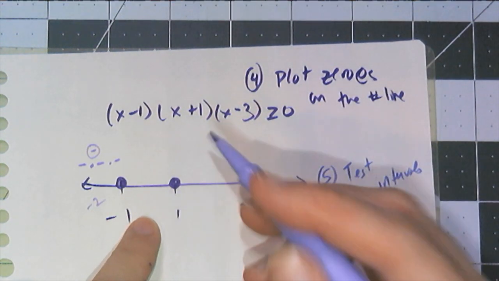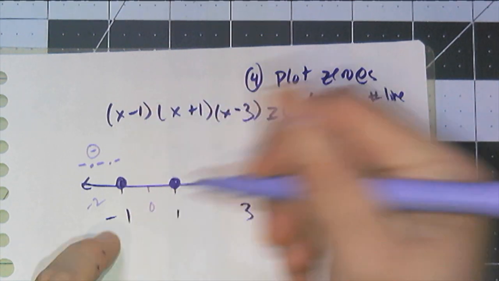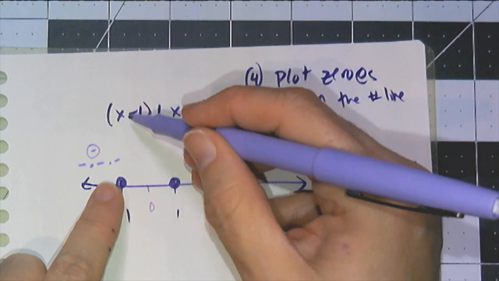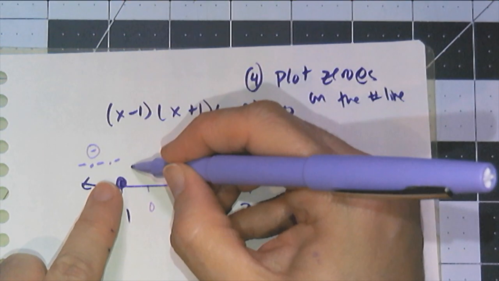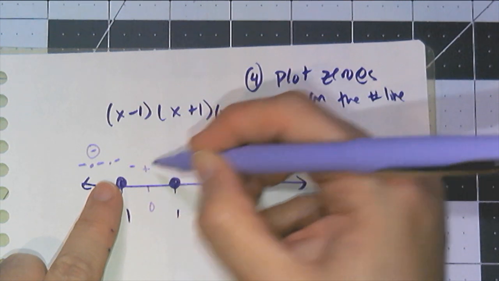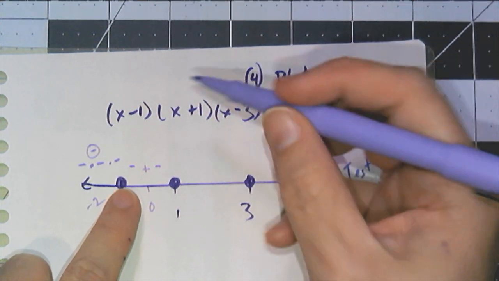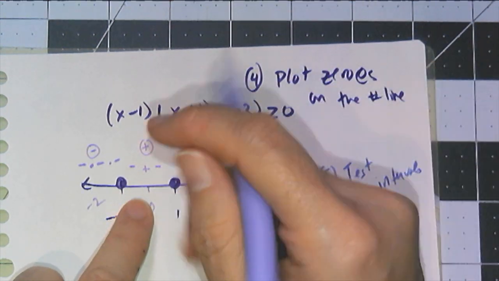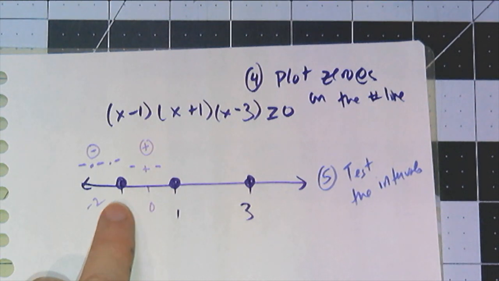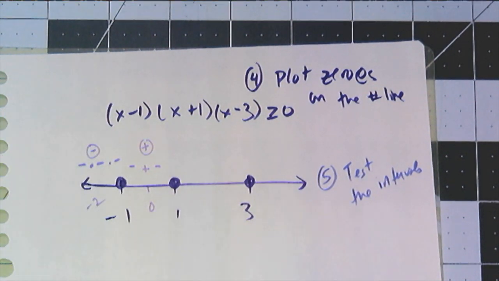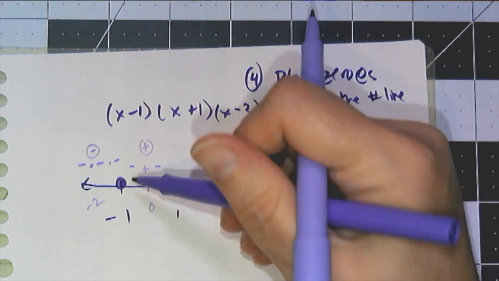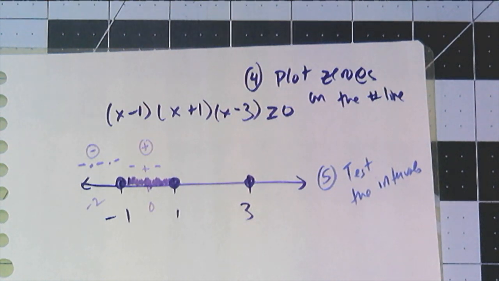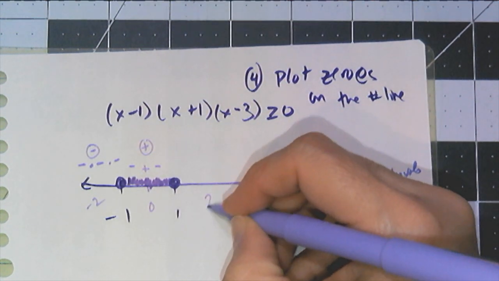And so then I have to test this interval here. And the easiest thing to test is 0, because it's a 0. And so if I plug in 0 into each of these 3 factors, 0 is going to yield a negative value there, a positive value there, and a negative value there. So a negative times a negative is a net result of a positive. And so this interval right here is going to give me, when I substitute it into this, values that are greater than 0. So this interval is part of my solution set.